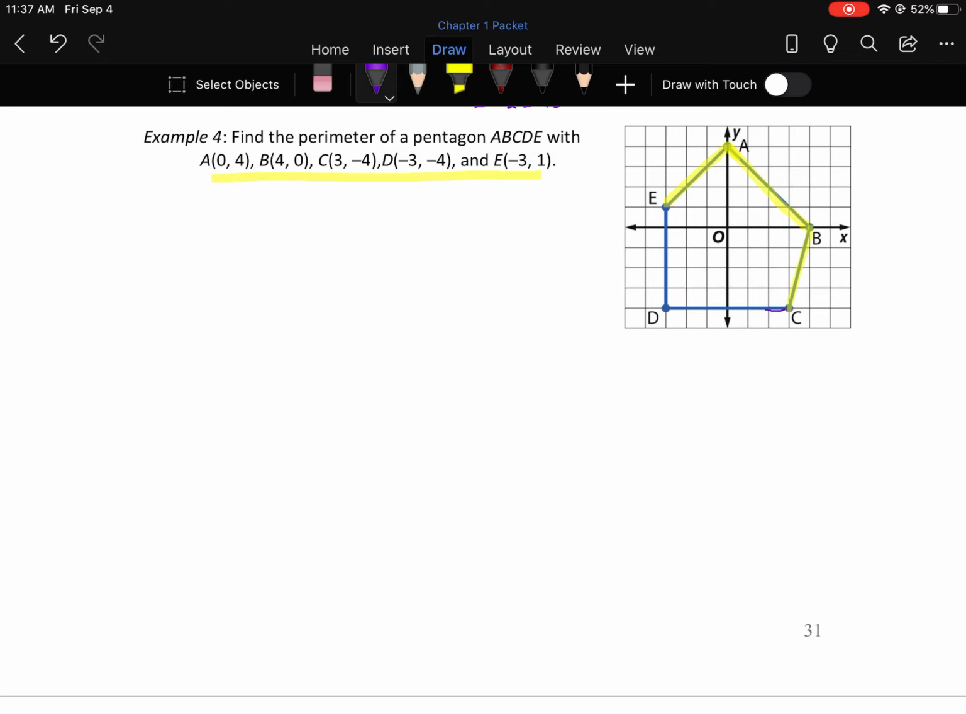C to D, we can just count. So 1, 2, 3, 4, 5, 6 units long. And this one is 1, 2, 3, 4, 5 units long. So that already cut our work down just a little bit. We still have to do distance for the other ones. All right, so let's take a look from A to E. Remember, try to keep your work organized. So the ordered pairs are A (0, 4) and E is (-3, 1). All right, so do distance formula.